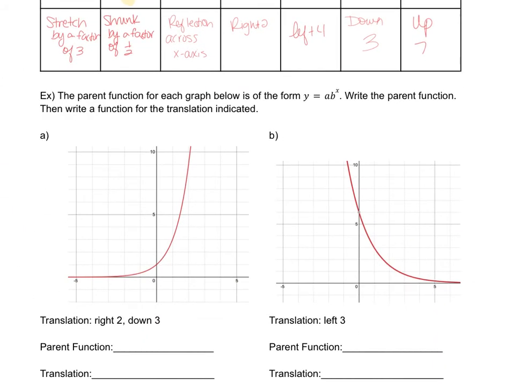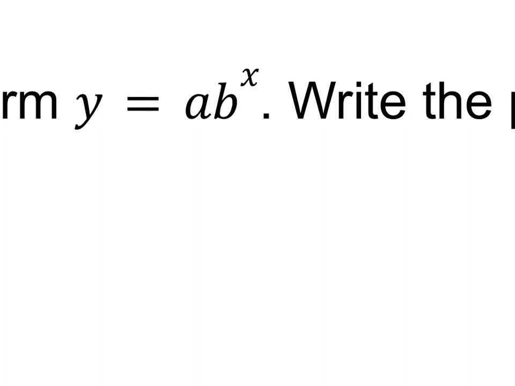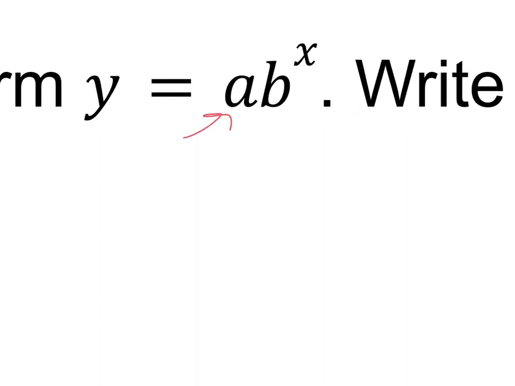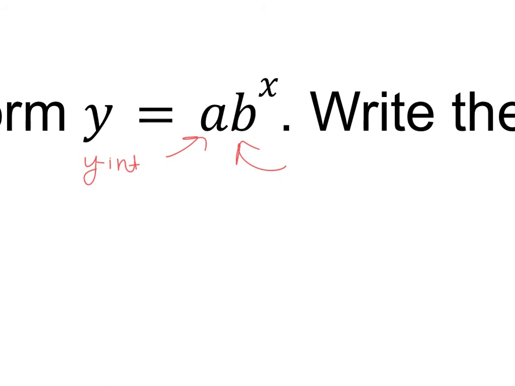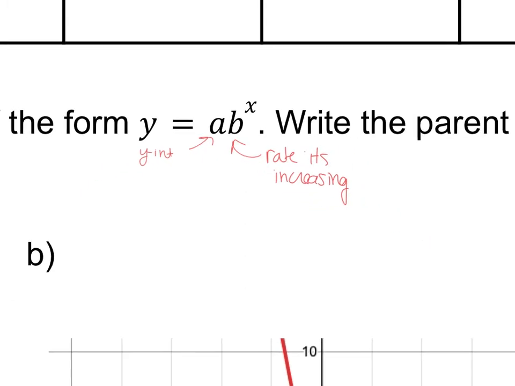It's a pretty cool problem. I really like these next problems, they're fun to me. The parent function for each graph is below in the form y equals a times x or a b to the x. Write the parent function and then write the function for the translation indicated. Remember our rules from 7.1: the a tells you what the y-intercept is. If there's nothing there, then it's 1. The b tells you the rate it's increasing. Sometimes that's the harder part, in my opinion, to find. So the a term is your y-intercept, the b is the rate it's increasing.